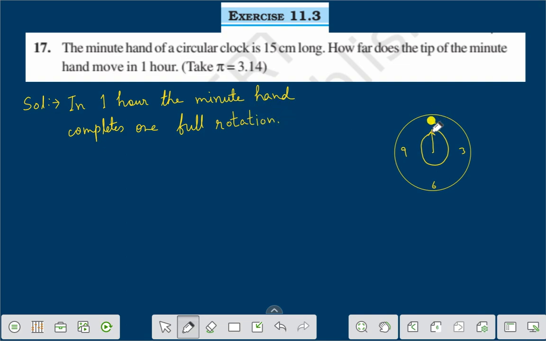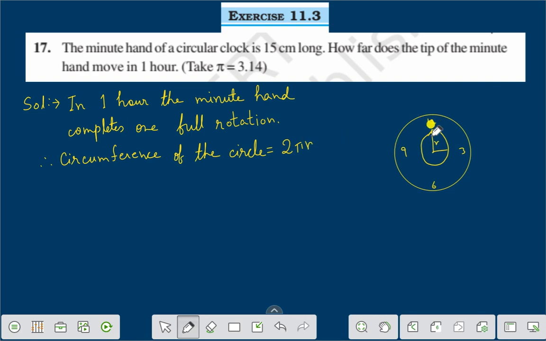That means this minute hand will move, starting from here, all the way around. Then we need to find this distance, and this is our radius. Then this is a circle, so we have to find the value of 2 pi r. Therefore, the circumference of the circle is equal to 2 pi r.